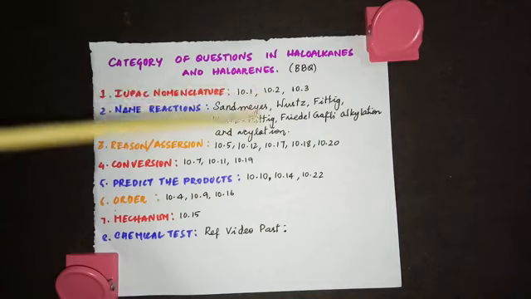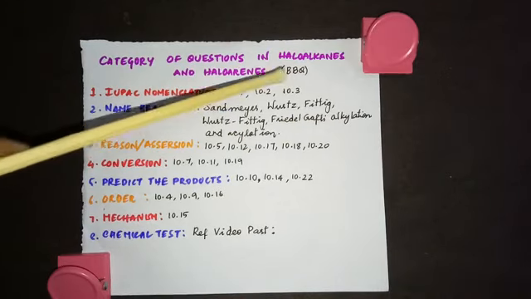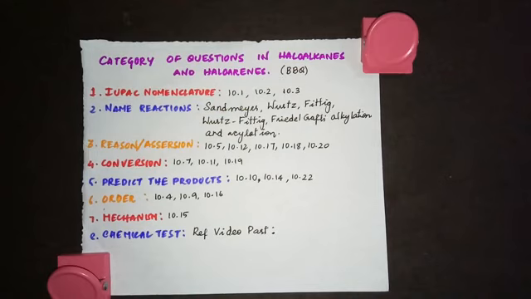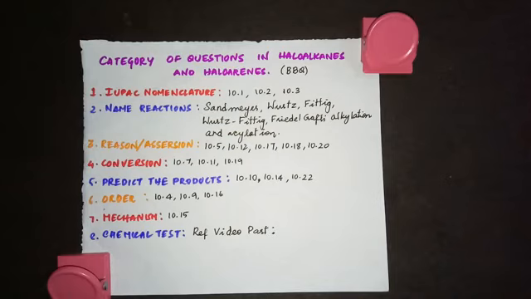So I have listed the book back questions. The first category is IUPAC nomenclature. Question 10.1, 10.2 and 10.3 of book back exercise comes under this category, IUPAC nomenclature. And the next one is name reactions. So in this lesson you have studied these name reactions: Sandmeyer reaction, Wurtz reaction, Fittig reaction, Wurtz-Fittig reaction, Friedel-Crafts alkylation and Friedel-Crafts acylation. And the third one is reason assertion question.